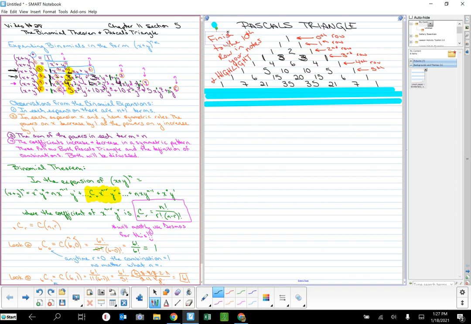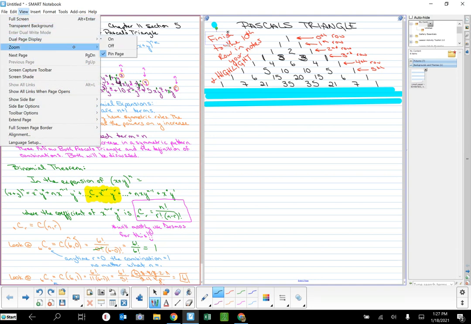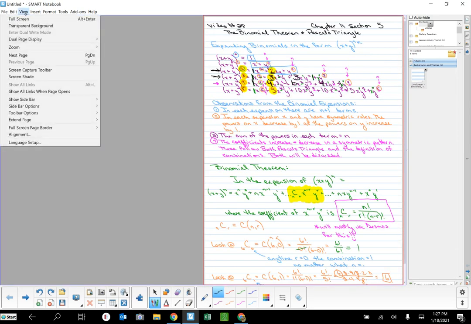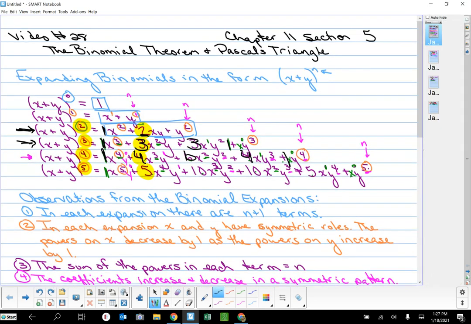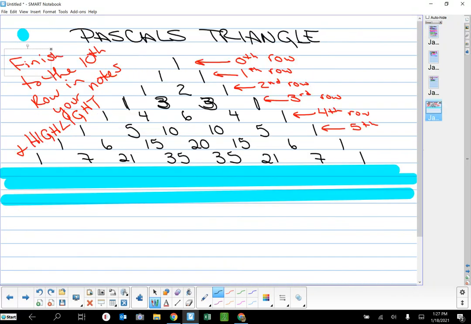So if you don't have some huge, crazy, wild expansion to do, I'm going to get rid of this dual view because I need all the space on the page I can get. So, dual page unpin. All right, and then I have to go back to my last page. You can actually utilize Pascal's triangle to expand. Let me show you how that's going to work.